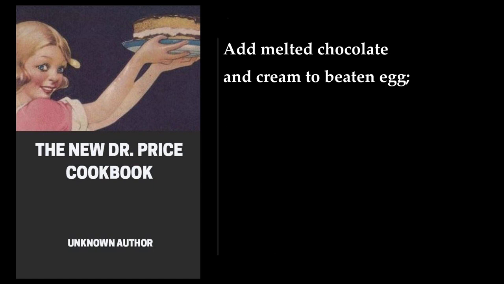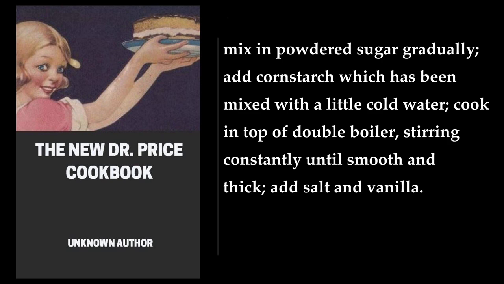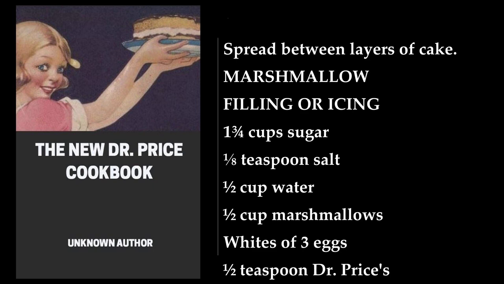Add melted chocolate and cream to beaten egg. Mix in powdered sugar gradually, add cornstarch which has been mixed with a little cold water, cook in top of double boiler, stirring constantly until smooth and thick, add salt and vanilla. Spread between layers of cake.